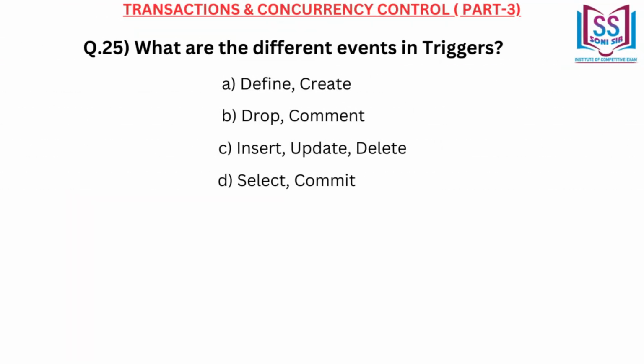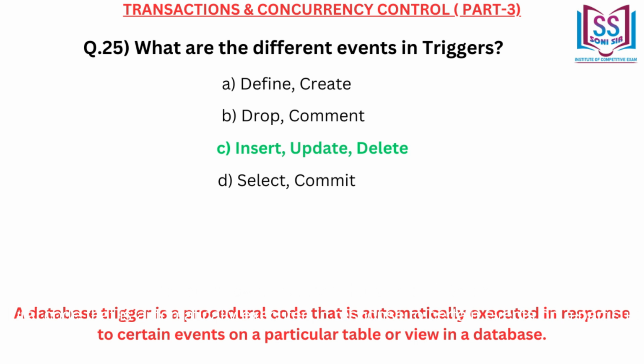What are the different events in triggers? A. Define and create. B. Drop and comment. C. Insert, update and delete. D. Select and commit. Correct answer C. Insert, update and delete. A database trigger is a procedural code that is automatically executed in response to certain events on a particular table or view in a database.